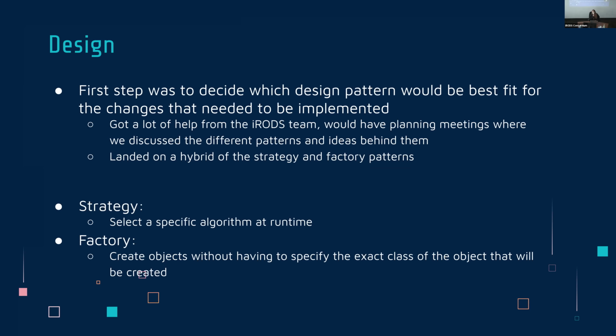So moving on to design. The first step was to decide which pattern would be the best fit for the changes that needed to be implemented. And I got a lot of help from the iRODS team to do this, where we would have planning meetings where we discussed the different patterns and ideas behind them. And through that process, we landed on a hybrid of strategy and factory patterns. As a basic overview, strategy is used to select a specific algorithm at runtime. In factory, the idea is to create objects without having to specify the exact class of the object that's being created.